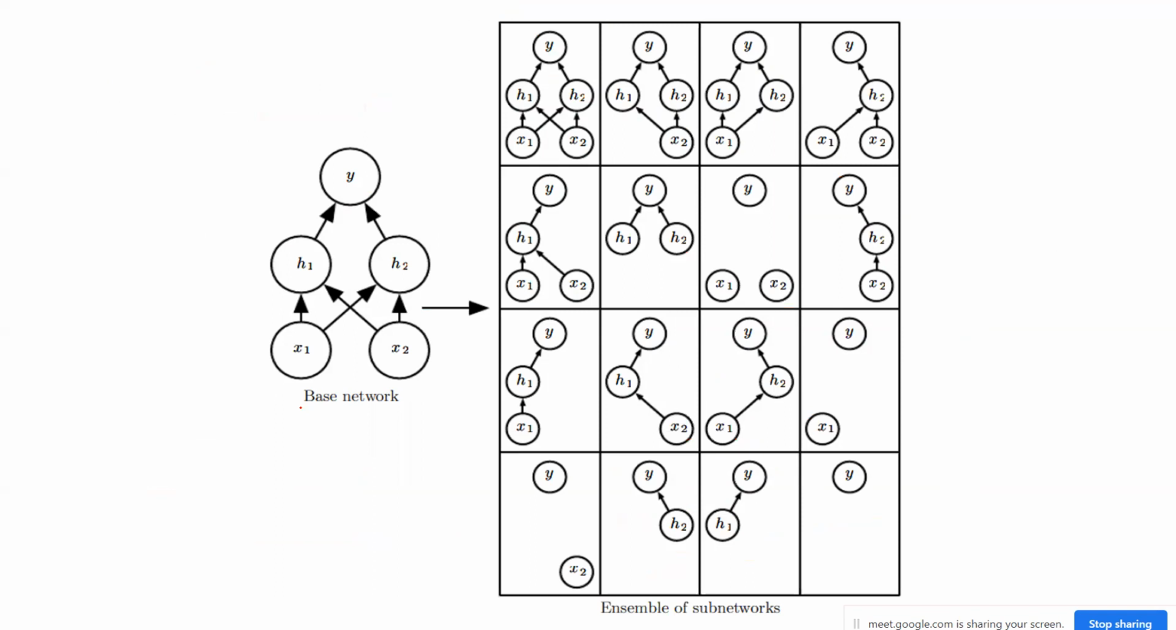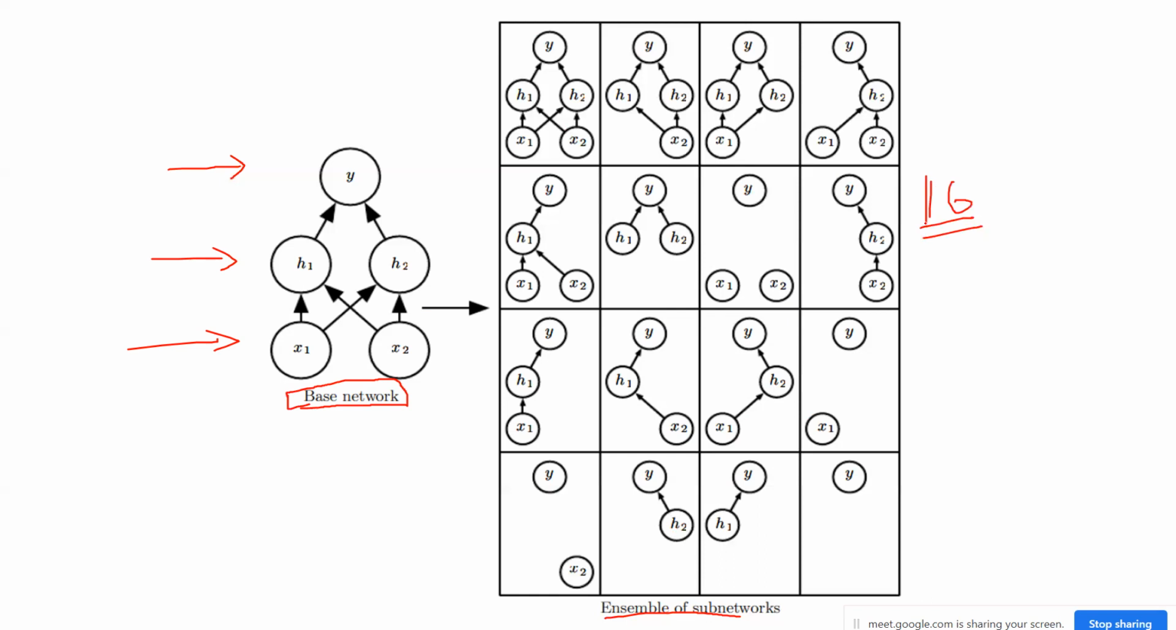So just consider this example here. We have a base network, a basic network, with an input layer having two units, one hidden layer with two units, and one output layer having only one unit. While designing this model with the dropout mechanism, first you need to identify what subnetworks are formed from this network. I will explain this. Here we have 4 by 4, that is 16 subnetworks.